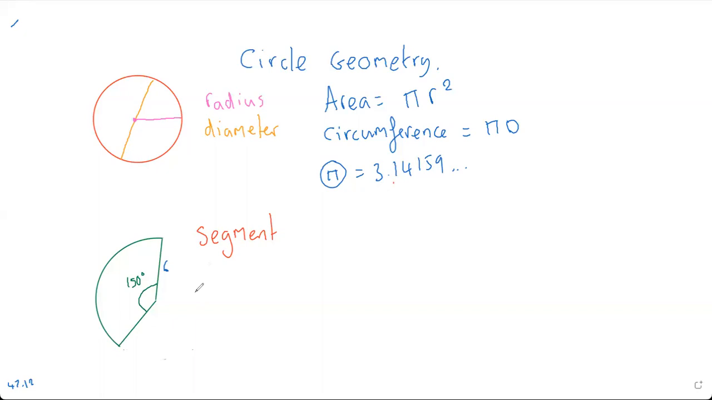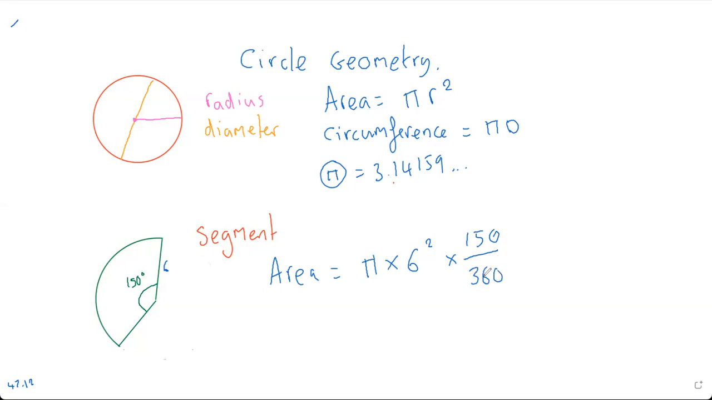Now, when we move on to a segment of a circle, you'll notice that this is only a part of a full circle. So when we calculate things like the area of this, we do pi times the radius squared. Now here, if the radius is 6, we do pi times 6 squared. Now, the only difference is we need to do 150 over 360. Now, why do we do this?